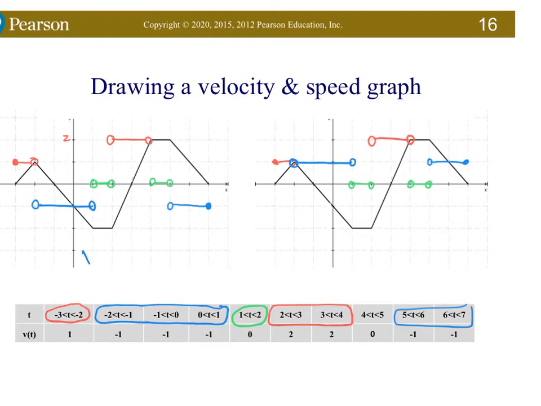So this is the graph of the velocity superimposed on top of the position graph we started with, and this is a graph of the speed superimposed also on top of the position.